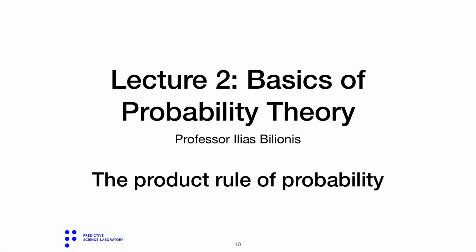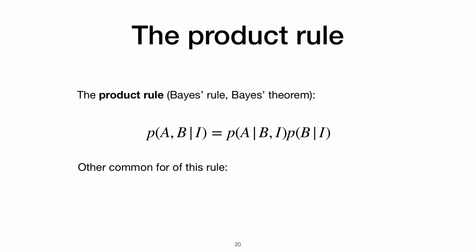The second law we're going to be concerned with is called the product rule of probability. The product rule of probability is also known as Bayes' rule or Bayes' theorem, and we're going to be using any of these terms interchangeably. The statement of the law is shown right here. It says that the probability of A and B is the probability of A given B times the probability of B. Of course, you can write this law in many different ways.